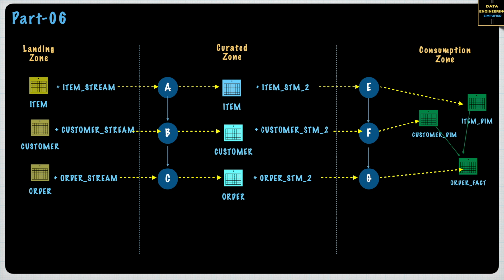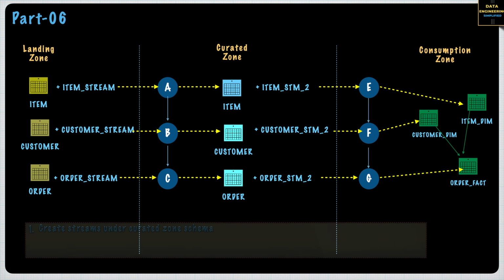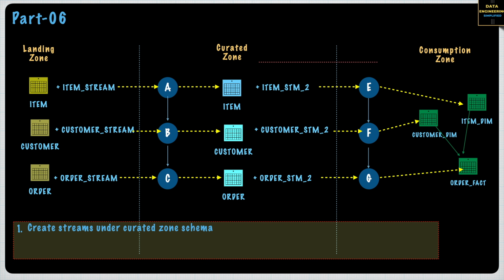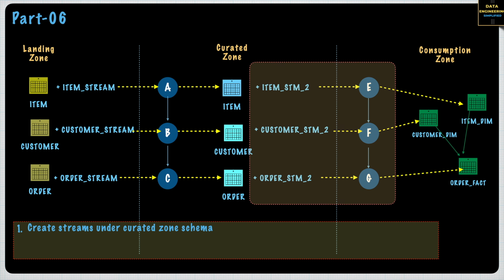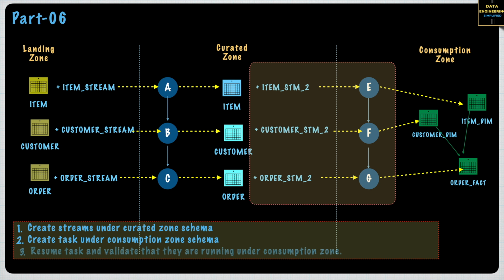Let's move to part 6. In part 6, we are going to create a stream under the curated zone schema. We will also create tasks under the consumption zone schema. We will resume the tasks and validate that they are running under the consumption zone. So this is exactly the same process that we have done between the landing zone and the curated zone. Now we are doing it between the curated zone and the consumption zone.